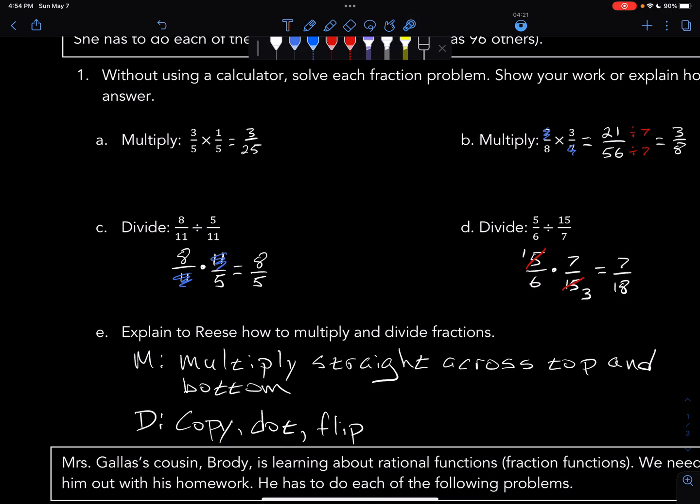right? Looking at one of these divisions. We copied the first fraction here. We switched this division to multiplication right there. And then we flip this second fraction to 11 over 5 right here. That enabled us to cross out these 11s and just have 8 over 5.